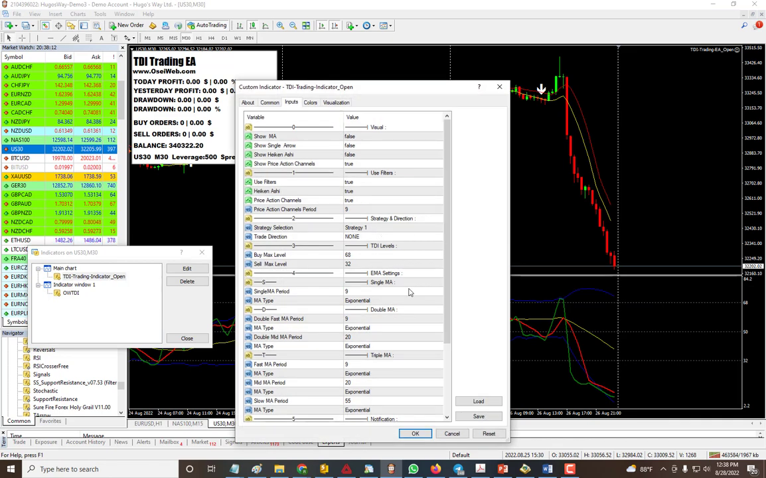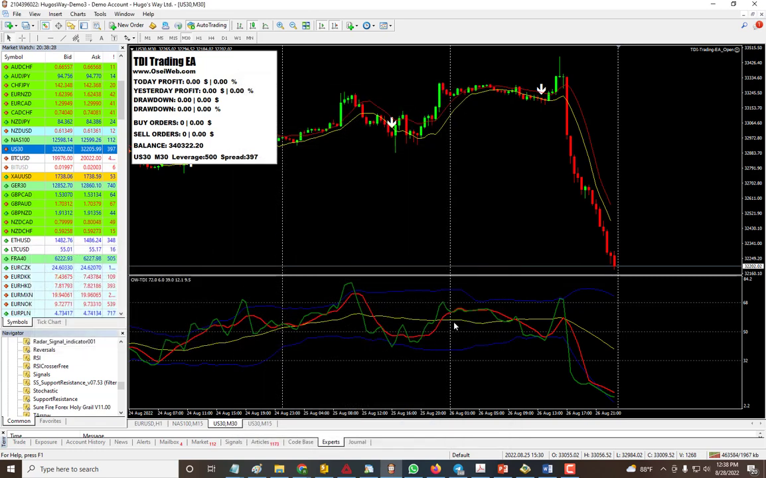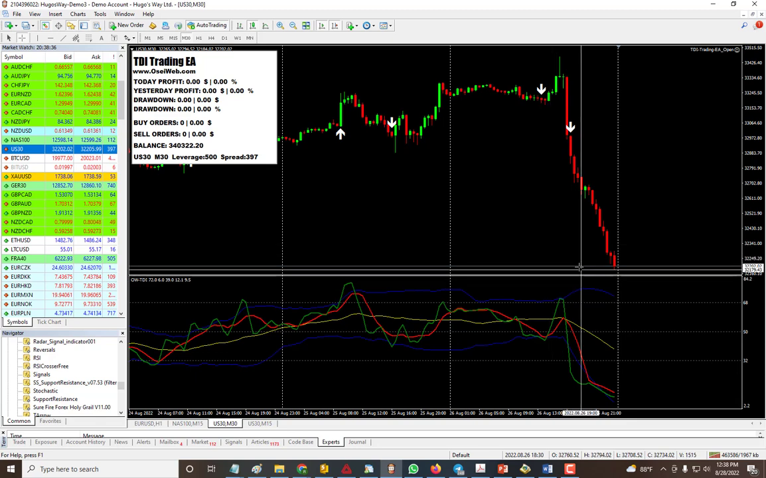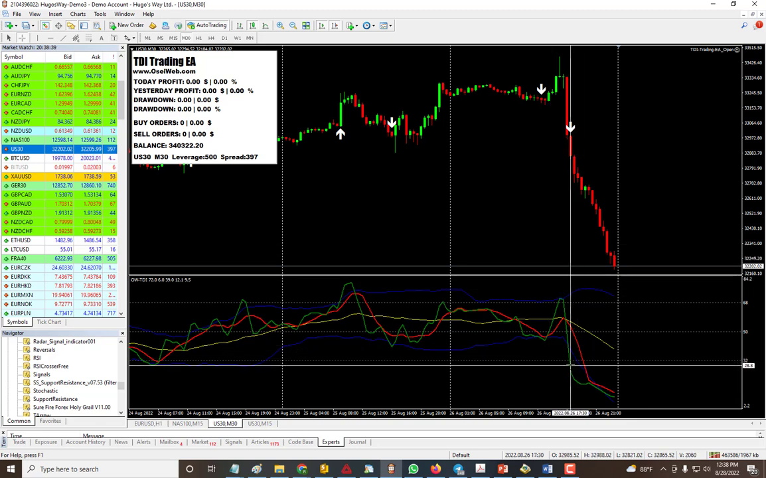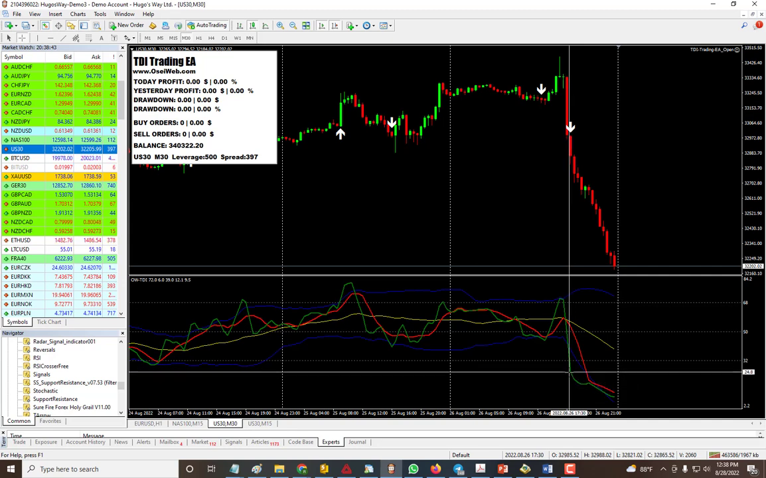Strategy 2 is similar to strategy 1, so I'm going to go ahead and reset everything here. Strategy 2 is similar to strategy 1, except we do not care about what level it is at. As long as it's in there, we're going to enter the trade. So I'm going to go ahead and select strategy 2. So here is the result for strategy 2. We didn't have this signal because when this happened, it was right outside at 32, so we didn't get this signal. When it crossed, it was below, so we didn't get it.